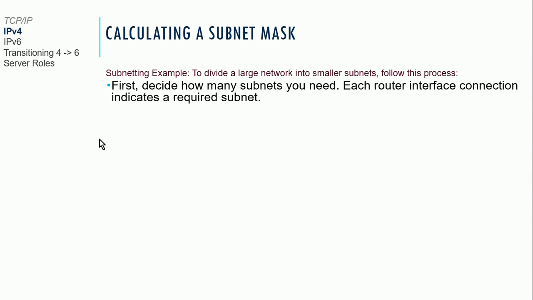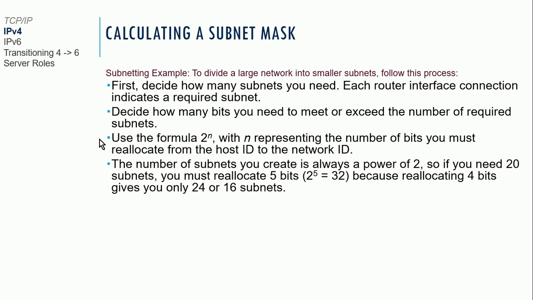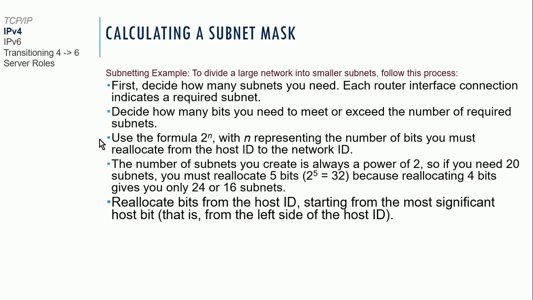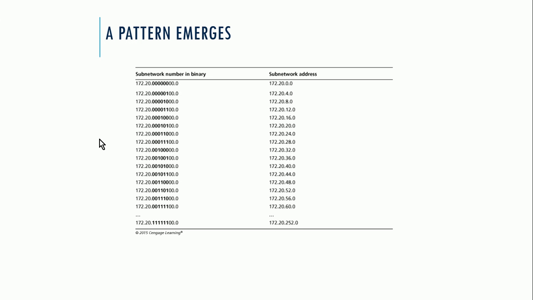So first we decide how many subnets we need, and each router interface connection indicates a required subnet. In other words, every connection on a router is a different subnet. Then you decide how many bits you need to meet or exceed the number of required subnets. So basically, you do all this math and come up with how many subnets you need, and you can reallocate the network and host portion of the IP addresses to make the most sense on your network. So here's just a simple example of this.